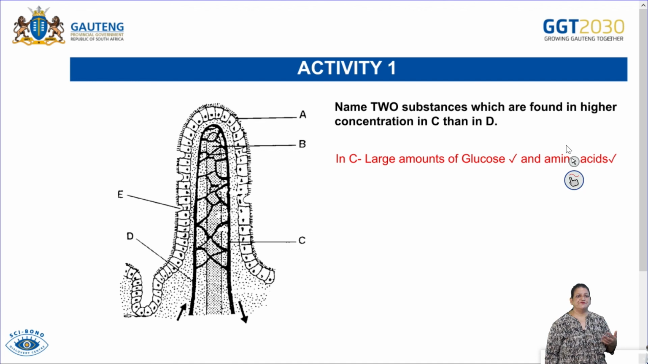Name 2 substances which are found in higher concentration in C than in D. First of all, remember C is food that is absorbed. So food coming in here, this one will have less glucose. But when you leave the intestine, it's going to have more glucose. So you find in C, there'll be large amounts of glucose and amino acids because C is a vein which is transporting the absorbed food. Okay, so C is going to have large amounts. And the 2 substances that will be large amounts will be amino acids and glucose.